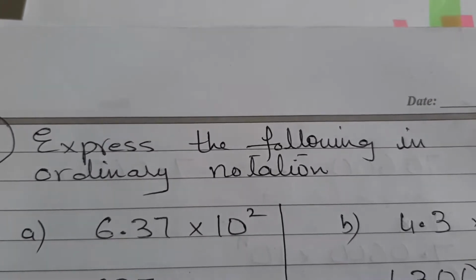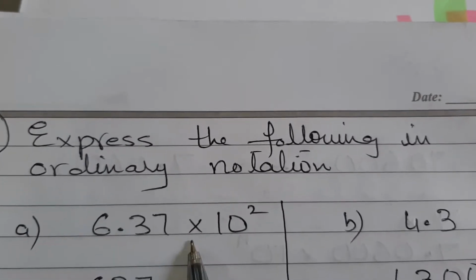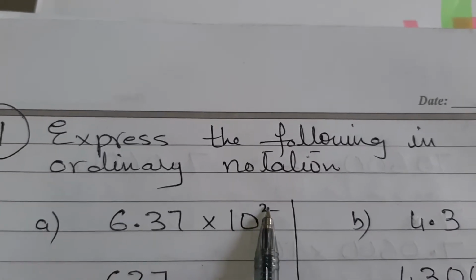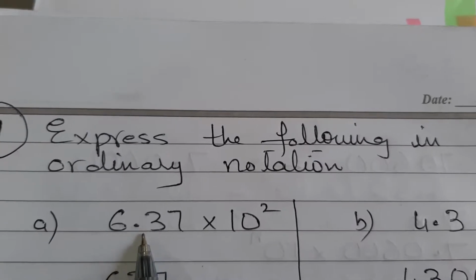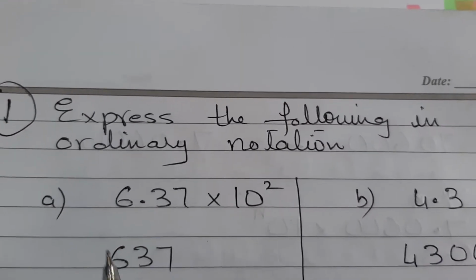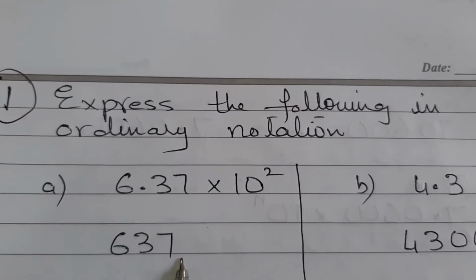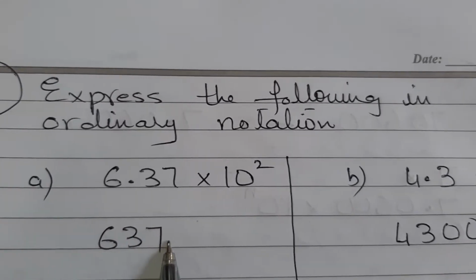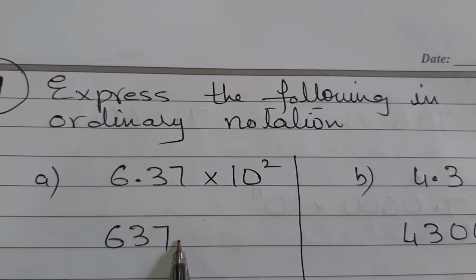Yes or no? I'll show you. So here 10 to the power 2 means 100. So when you multiply by 100, it will jump 2 places to the right. So this number will become 637. When there is no digit written with the number, it means the decimal is on the rightmost.